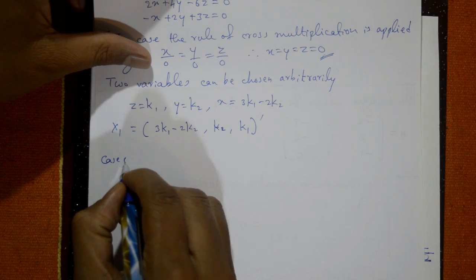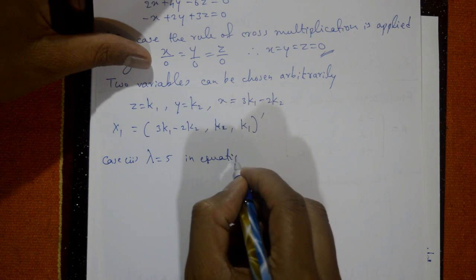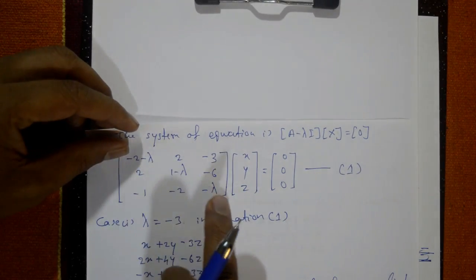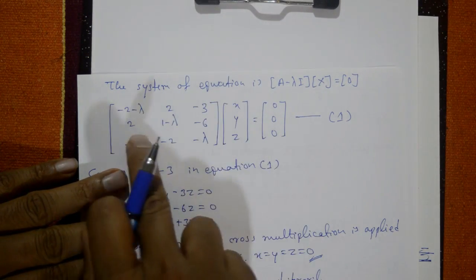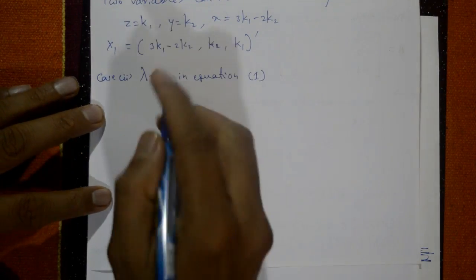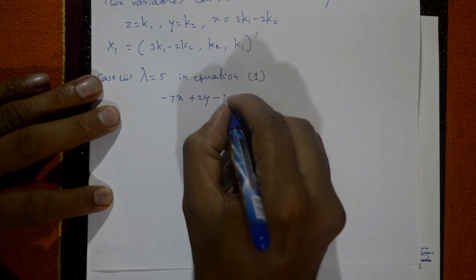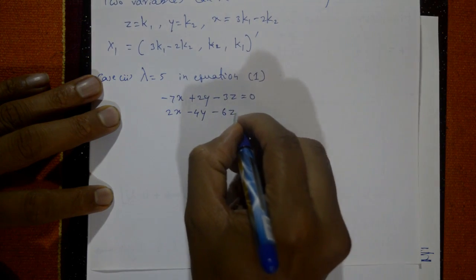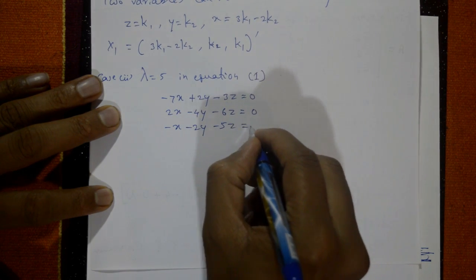Case 2 is lambda is equal to 5 in equation number 1. Equation number 1 means this equation, put lambda is equal to 5 and multiply first equation, second equation, third equation. Okay, now we get three equations. The equations are minus 7x plus 2y minus 3z equal to 0, 2x minus 4y minus 6z equal to 0, minus x minus 2y minus 5z equal to 0.